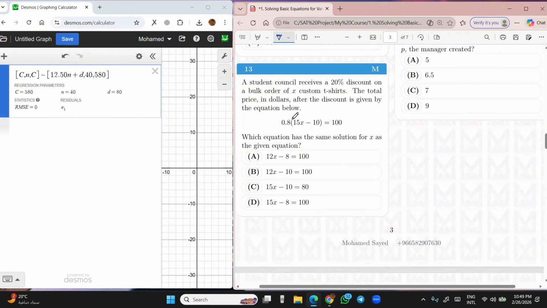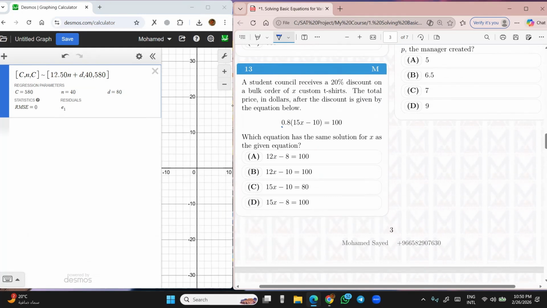Number 13, a student council received a 20% discount on a bulk order of x custom t-shirts. The total price in dollars after the discount is given by the equation as given here. Which equation has the same solution for x as the given equation? It means that we need to modify this to make it something like this. We need to get the value of x. Maybe we can check then every one of these options.